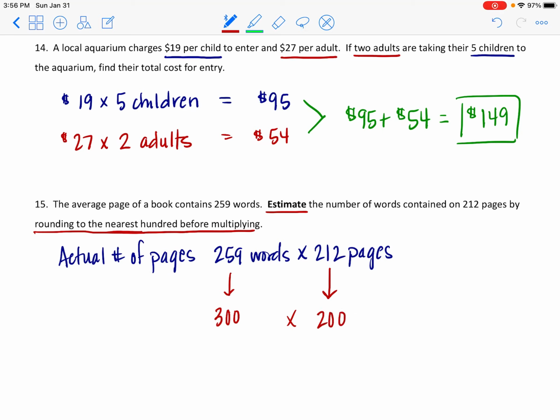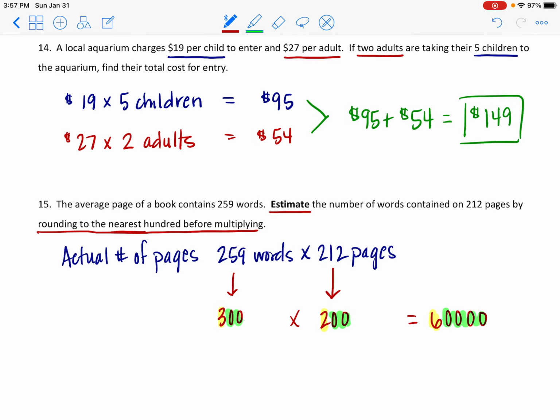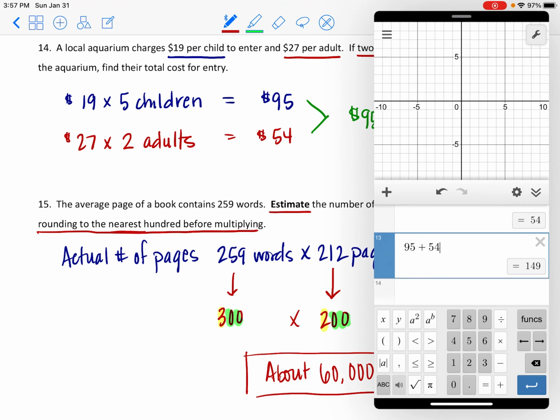So it's going to be 300 times 200. So if we multiplied, let's use our little shortcut here, the 3 times the 2, we would have 6. And then let's look at all the zeros we have. We've got 1, 2, 3, 4 zeros. That's going to put 1, 2, 3, 4 zeros in our result. So we're going to say that a good estimation for the total number of words contained here is about 60,000 words, excuse me. About 60,000 words.